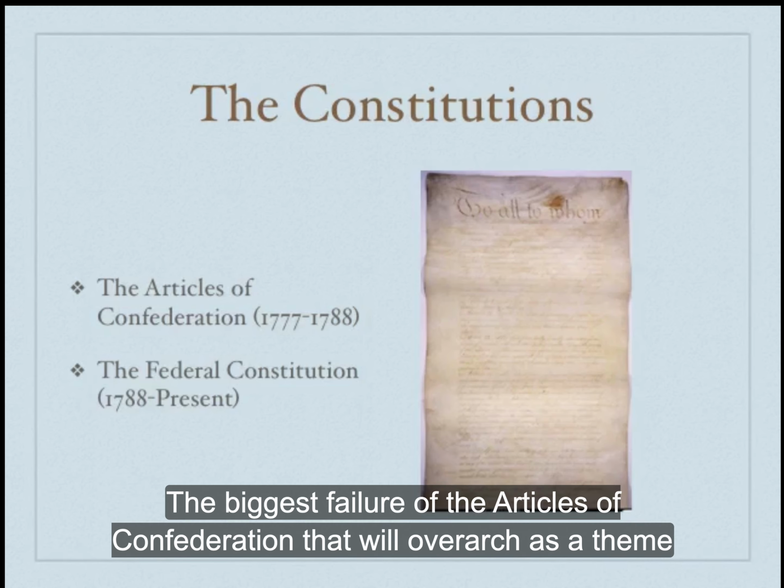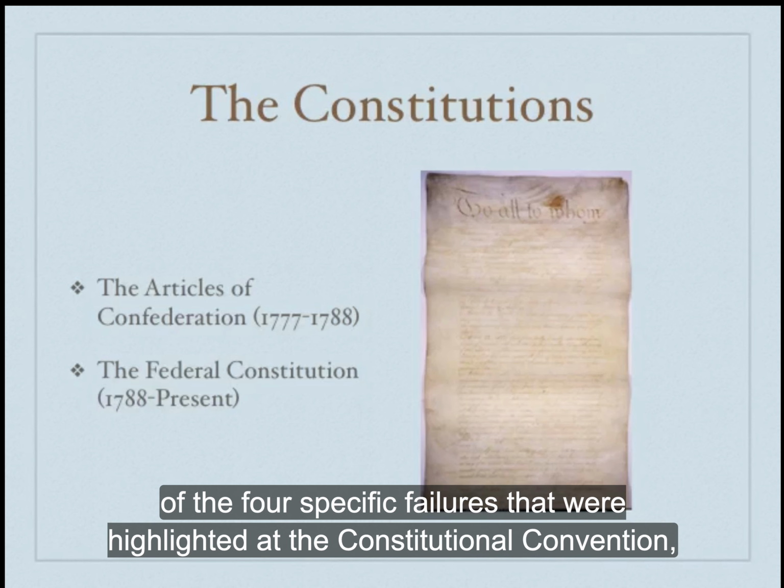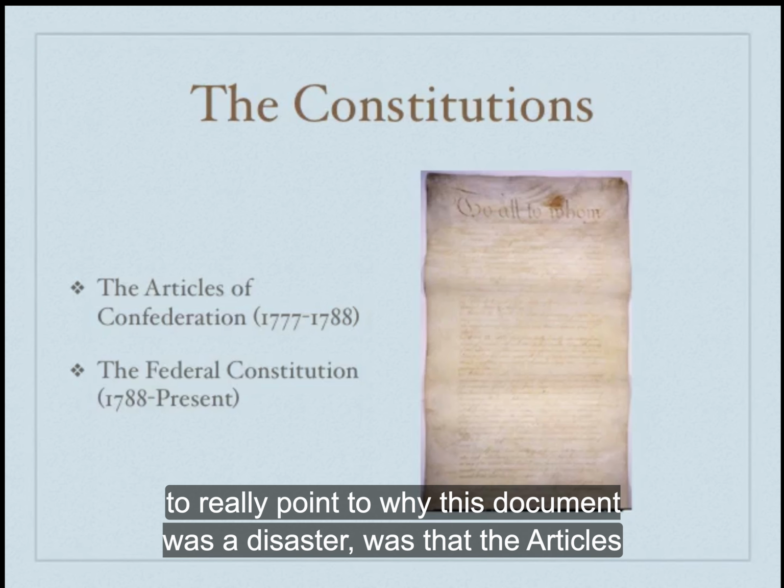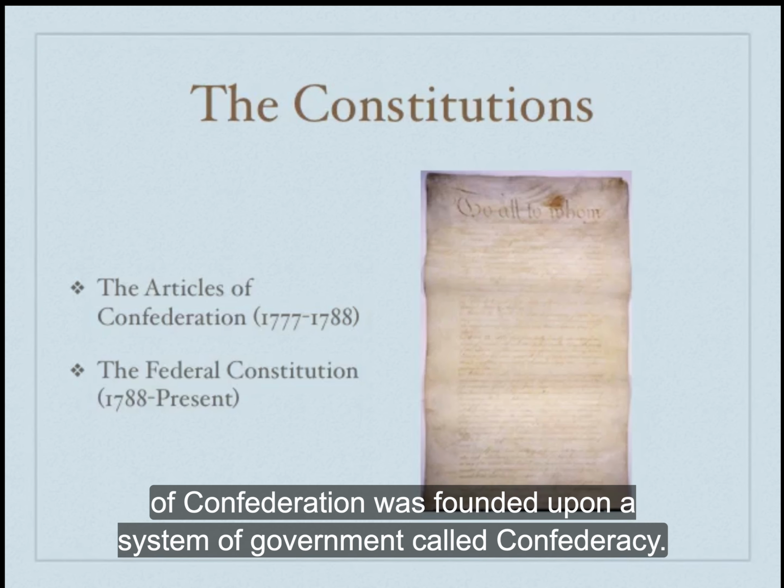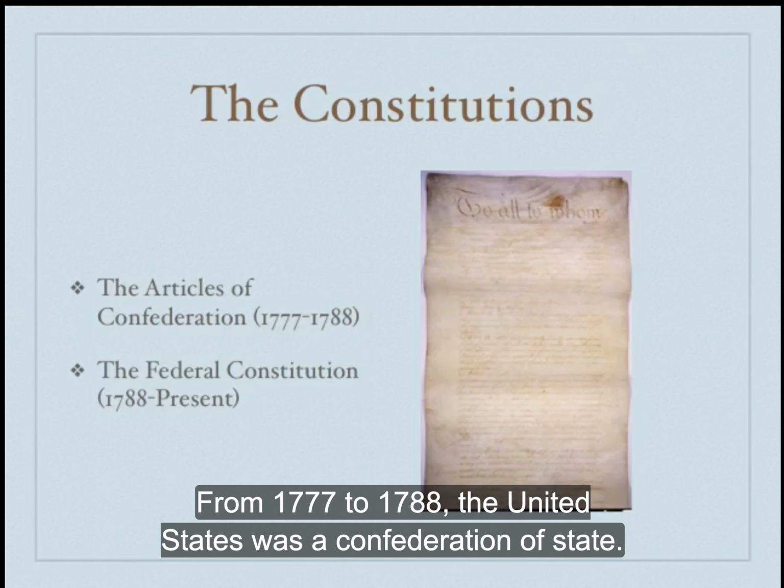The biggest failure of the Articles of Confederation, which will overarch as a theme of the four specific failures that were highlighted at the Constitutional Convention to really point to why this document was a disaster, was that the Articles of Confederation was founded upon a system of government called Confederacy. From 1777 to 1788, the United States was a confederation of states.